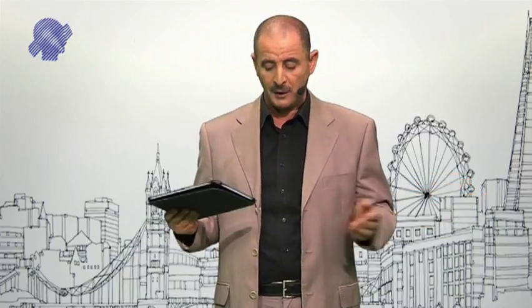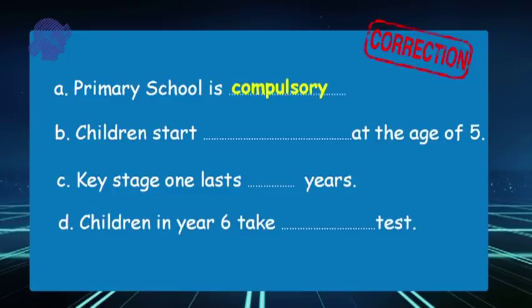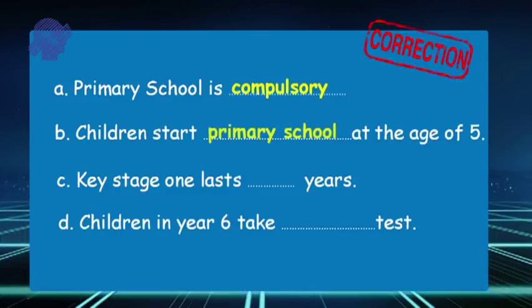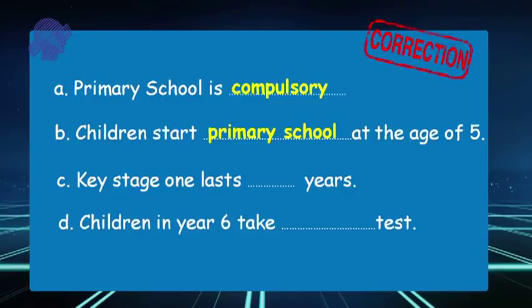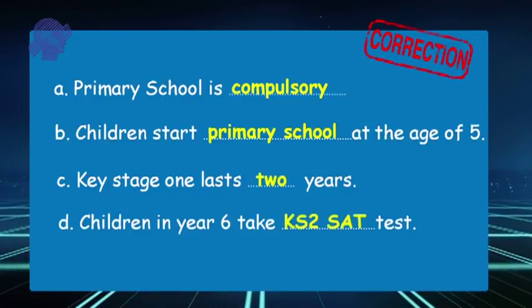Okay, did you guess the right answers? So let's check them together. A, compulsory. B, primary school. C, 2. And finally D, KS2 SAT. Well, now let's move to the next activity.